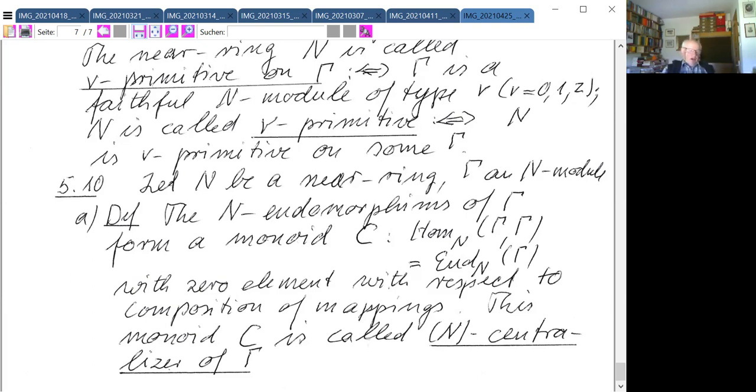In other words, we want the situation that given, in a certain sense, minimal gamma, and a primitive near-ring on gamma, we want to identify this with our M0 of gamma.